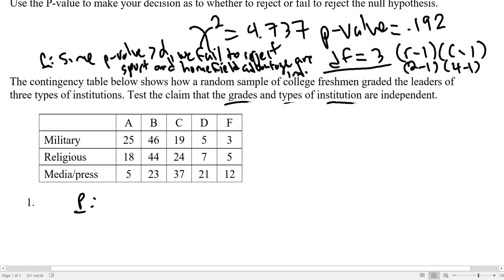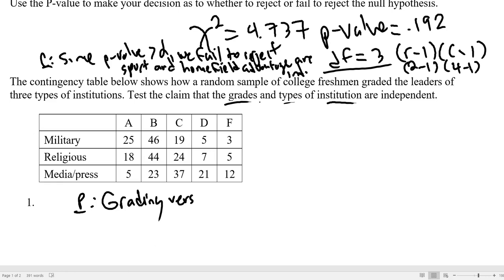So our population is going to be the grading versus type of institution.